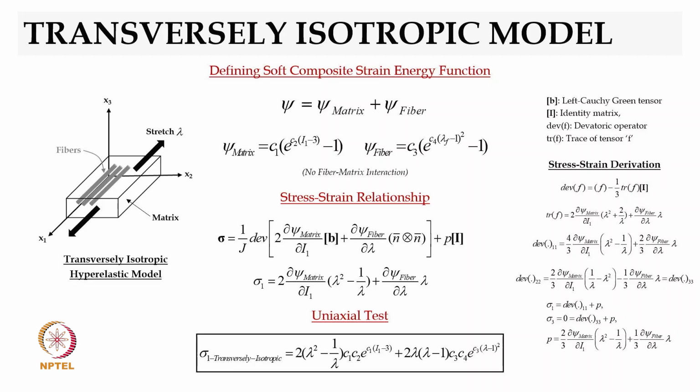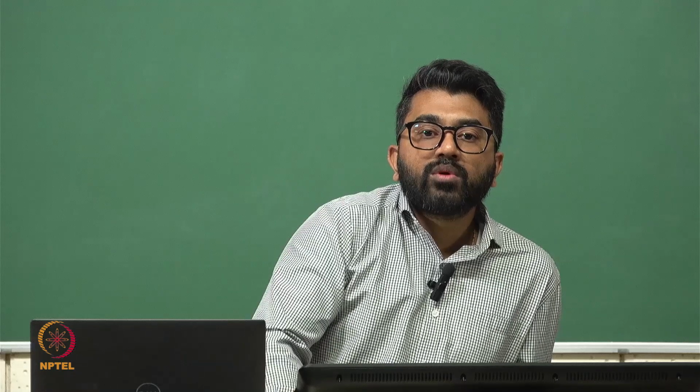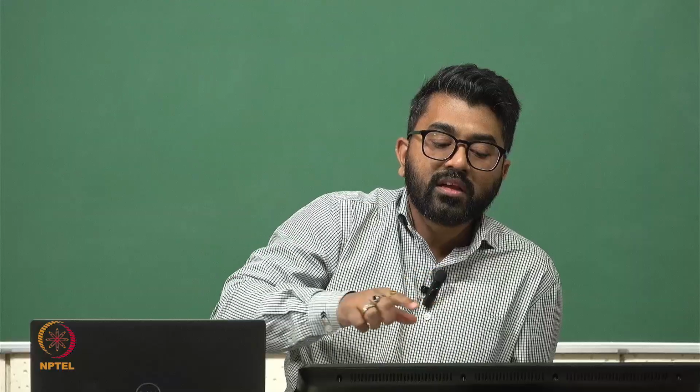Deviatoric is just a component of a matrix, which is formed like this. It's 2 times the partial differential of the matrix strain energy by ∂I1, times B, the left Cauchy-Green tensor, plus ∂ψ fiber by ∂λ times n cross n, n dash cross n. This is a cross product of two directional vectors, which will give the third direction. Usually this is a vector and cross products. This whole thing plus P times I, a pressure term.